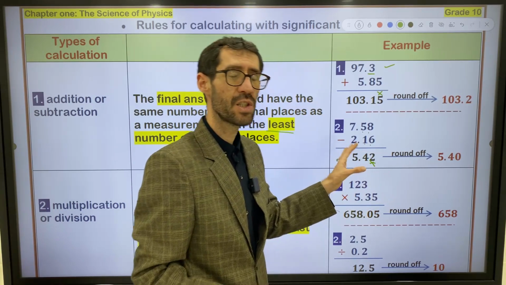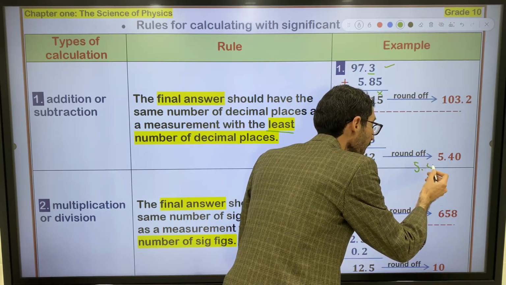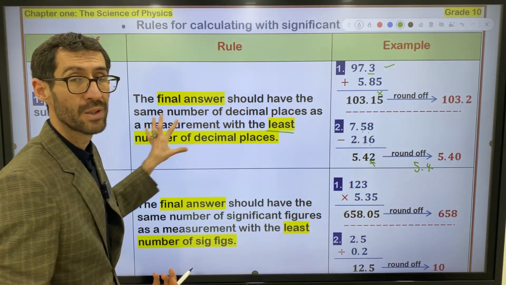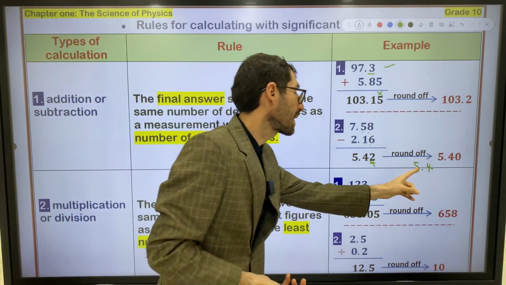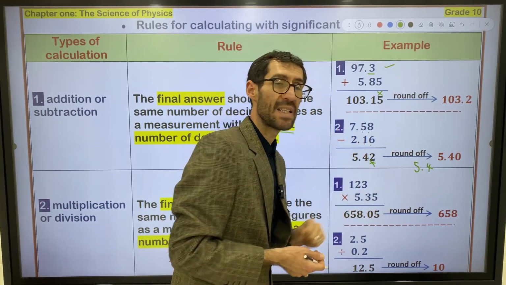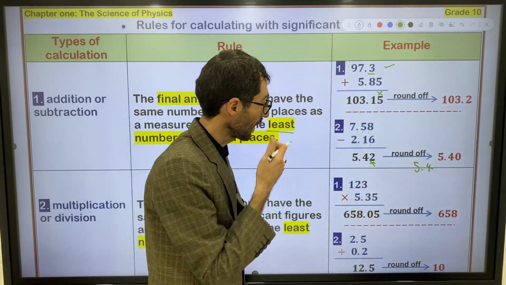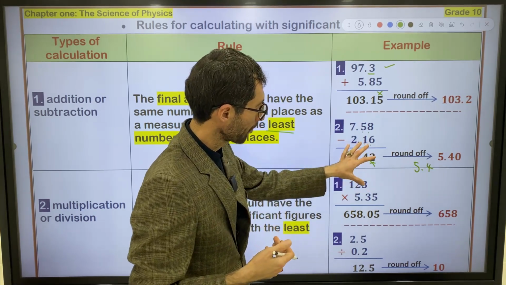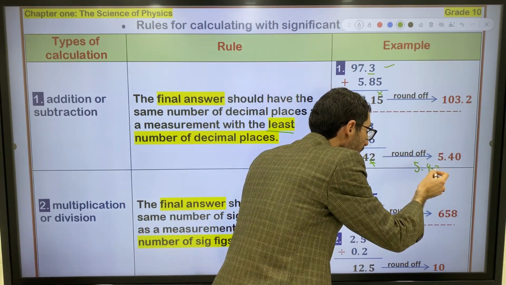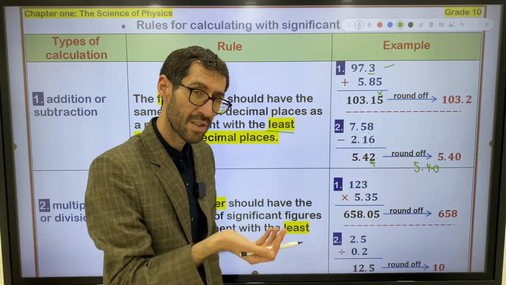Maybe you say, teacher, the answer will be 5.4. But if you write 5.4, your answer is not correct because you didn't obey this rule. The answer should involve 2 decimal places, right? So in the case of these situations, just write a 0 at the end. Just put the 0 at the end.